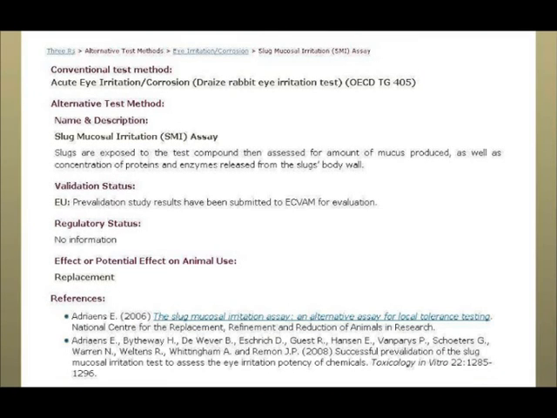This last alternative test is called the slug mucosal irritation assay, and the description reads, slugs are exposed to the test compound, then assessed for amount of mucus produced, as well as the concentration of proteins and enzymes released from the slug's body wall. I don't like 3 of the tests because an animal has to die before the test can be undertaken, and the other one is tested on an egg, and I'm a vegan, so still ethical problems there for me.